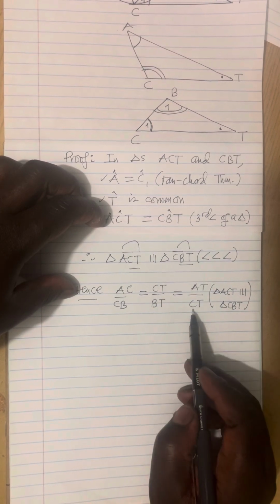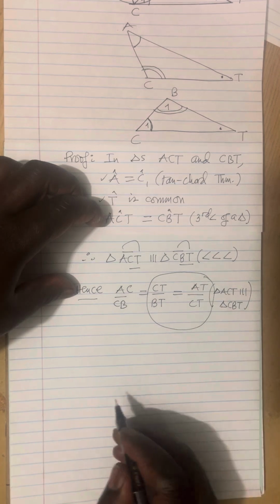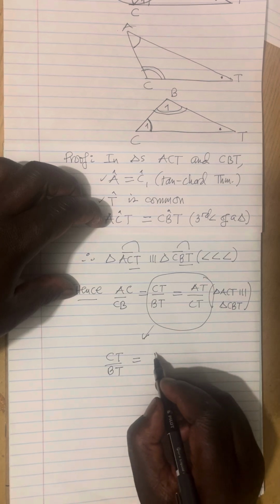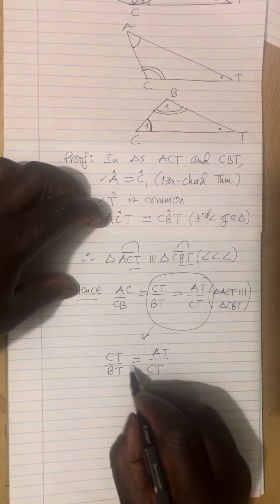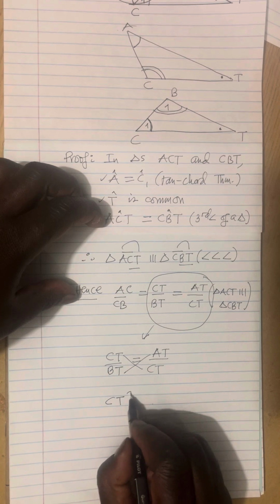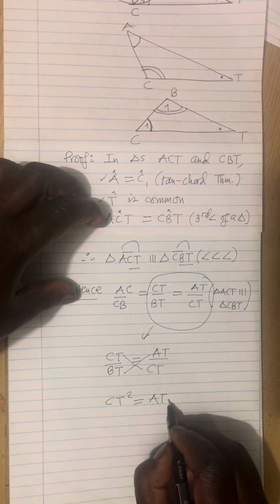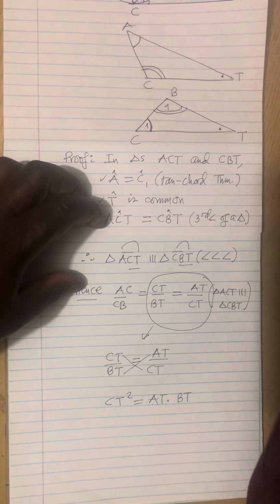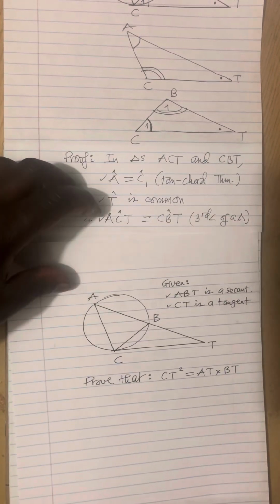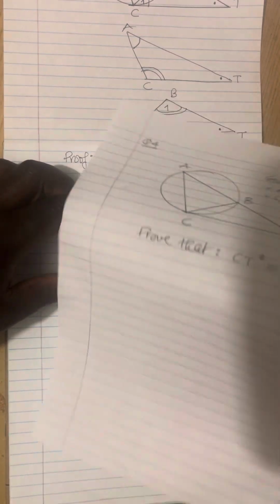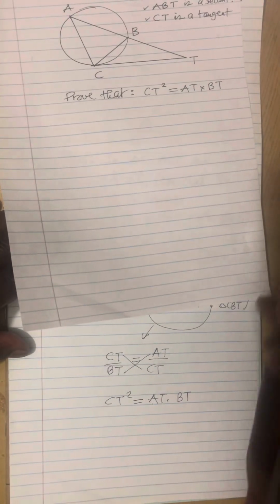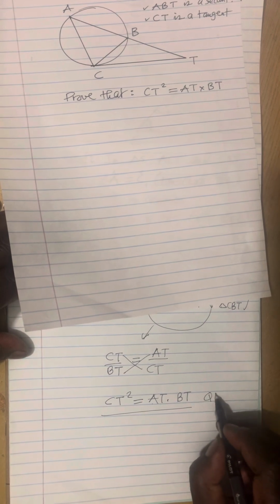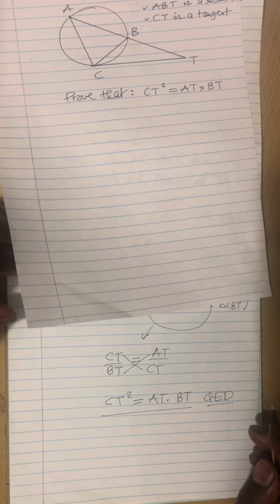Now we see the common side CT here. It means we're going to be interested in that part there. I'm going to rewrite that to CT over BT is equal to AT over CT. And if you cross multiply, you are going to obtain CT squared is equal to AT times BT. And if you check, this is exactly what the question required us to prove over here. Question said, prove that CT squared equals AT times BT, which is exactly what they wanted us to prove. So this would be the end of our proof for question number 4.